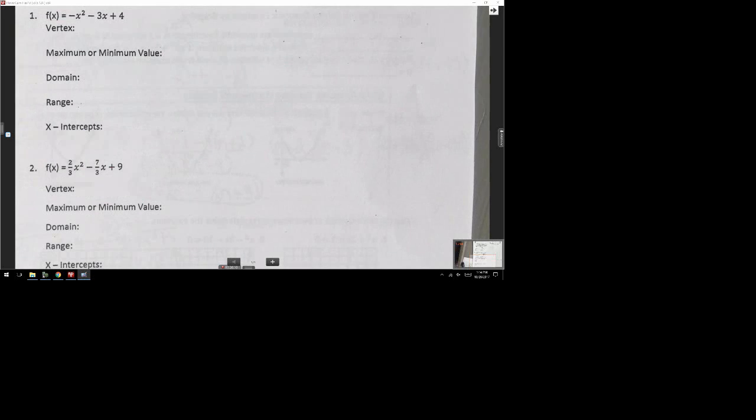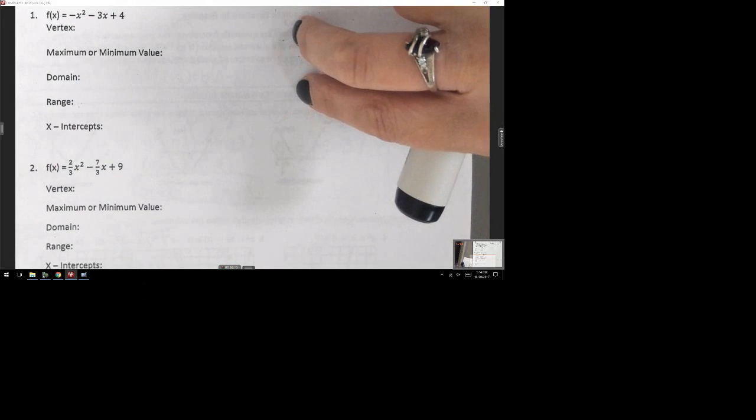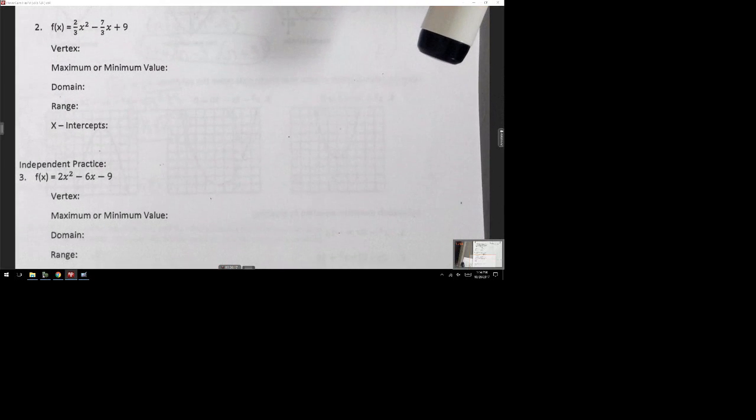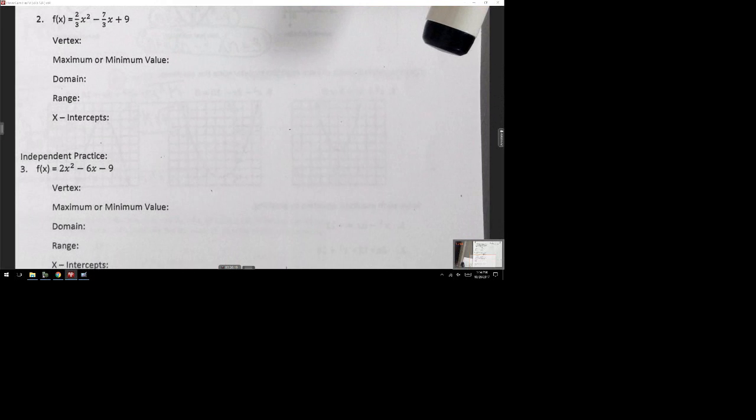Here we go. Number 2. Second graph. How do we always do fractions?